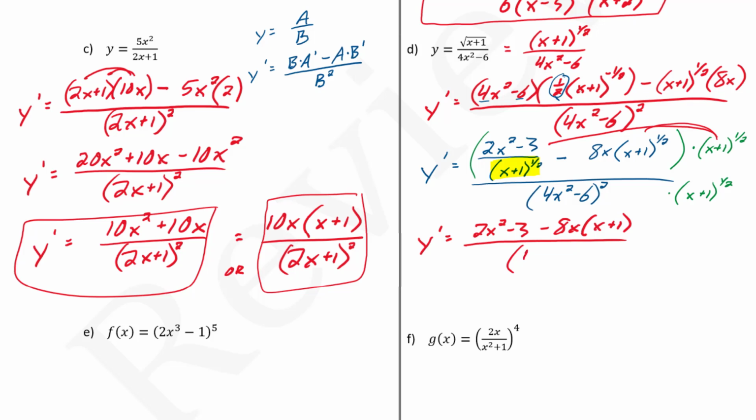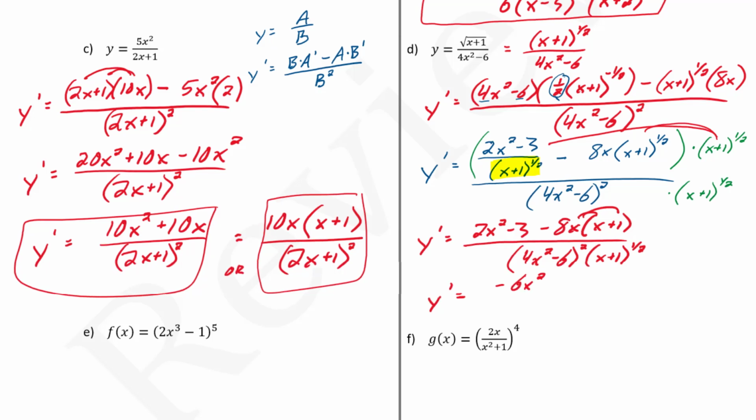And then the bottom now is going to be 4x squared minus 6 squared, but still times the x plus 1 to the 1/2 that I just was distributing through on top. So the last step, if we maybe just foreshadow, if I distribute those through and combine like terms, I'd have a 2x squared from the front minus 8x squared for a total of negative 6x squared.